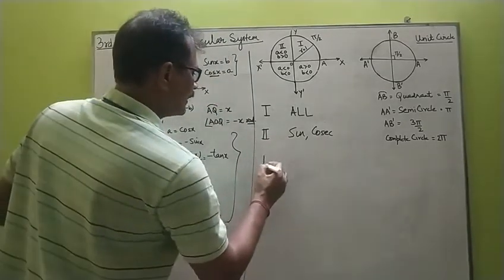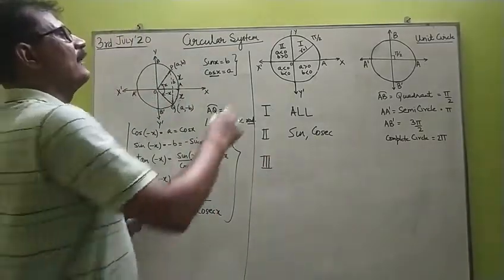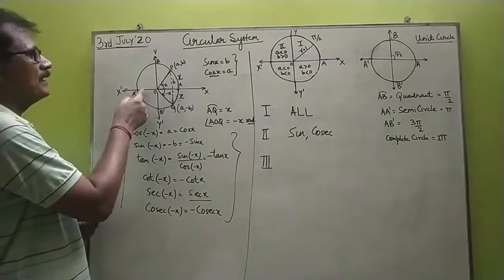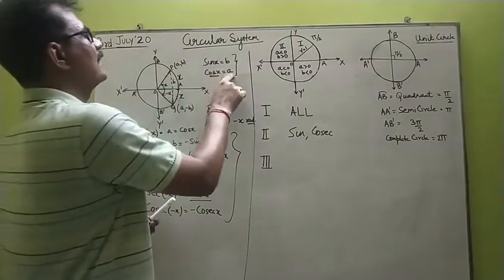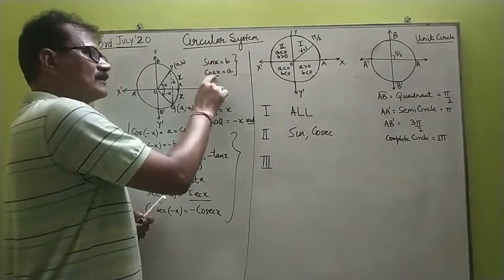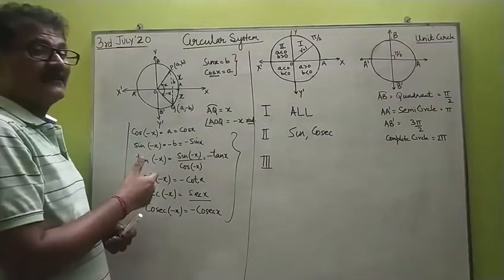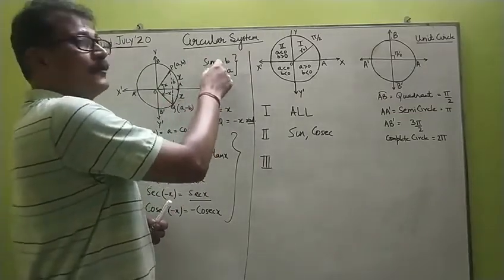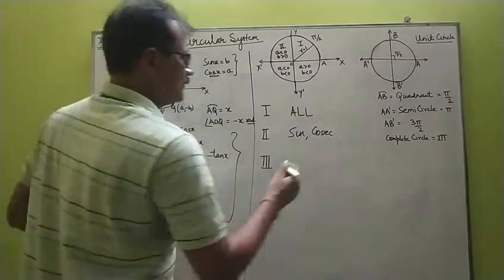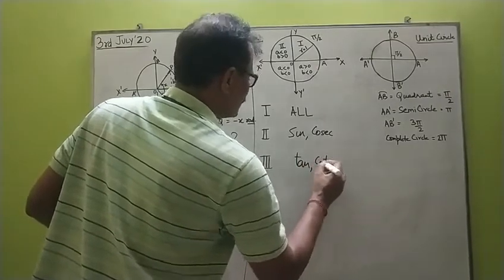Whereas in the third quadrant, a is negative and b is also negative. So when a is negative, cos is negative, and b is negative, so sine is negative. What about tan, which is the ratio of sine upon cos? Negative upon negative becomes positive. If tan is positive, cot is also positive. So here tan and cot are positive in the third quadrant.